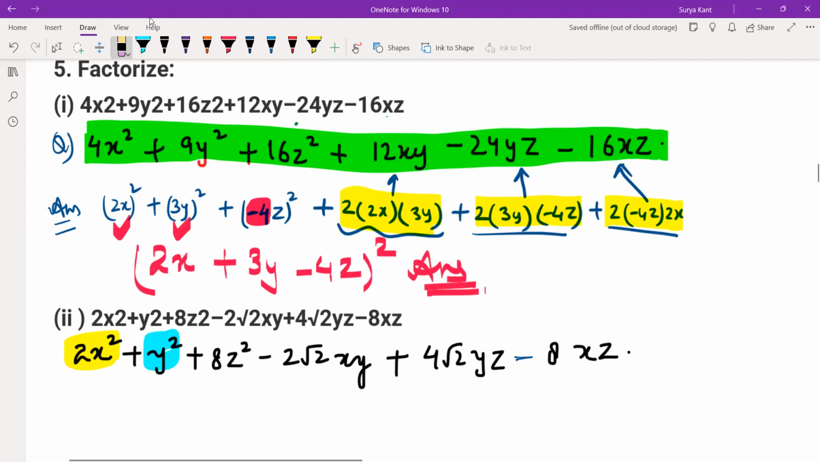So the next question here is 2x square plus y square plus 8z square. See, where is positive over here? Positive is yz. Can you see this? Yes. Positive is yz. Okay. So what can we write here, Aditya?